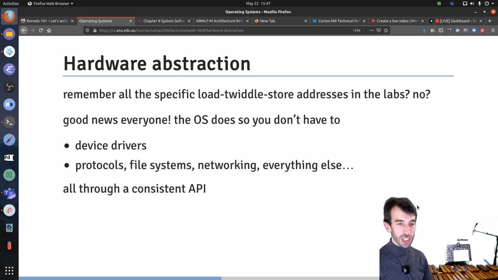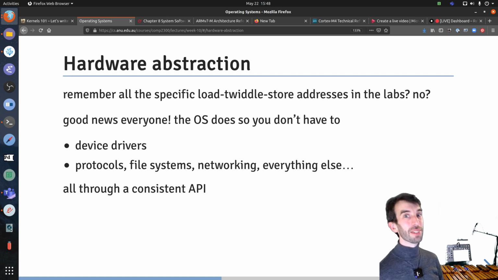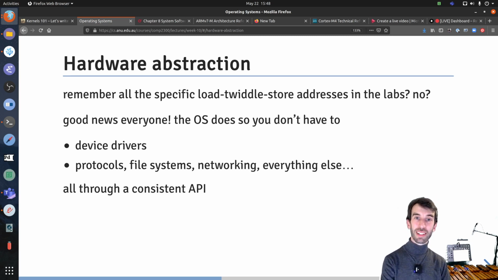Someone mentioned it in the chat just before, but it's called hardware abstraction. So remember in the labs when you were turning on an LED and you had to do a load, twiddle, store address for a million different things and it's impossible to remember? I hope you don't remember it because, well, if you do remember every single one of those little addresses you were doing in the labs, then you've got a special type of mind, and I respect that, but I can never remember them. I have to look them up every single time and go through very, very carefully. But thankfully, the operating system normally does all of that stuff for you.